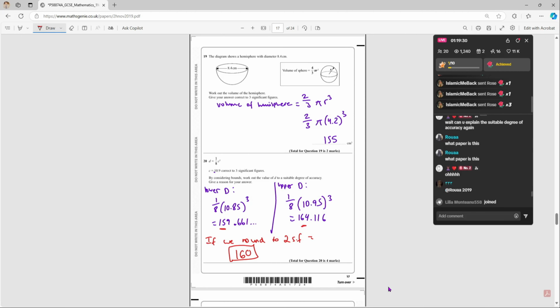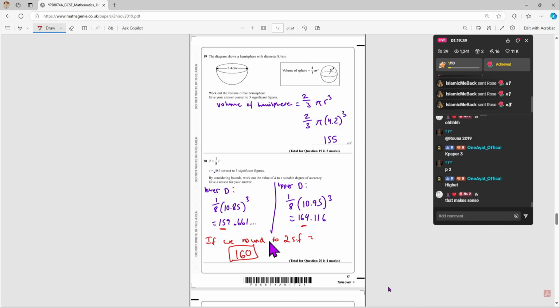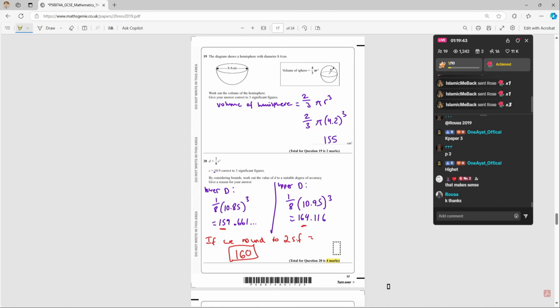This is 2019 past paper 2, calculator, higher. And guys, remember this is a 4-mark question. That is a lot of marks.